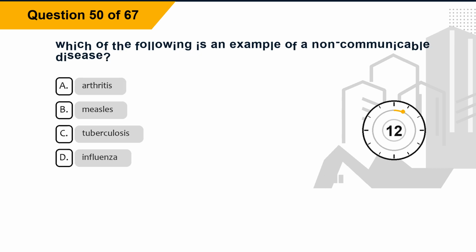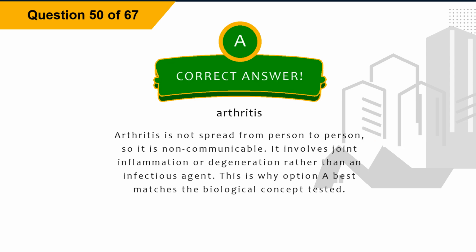Question 50. Which of the following is an example of a non-communicable disease? Option A, arthritis. Option B, measles. Option C, tuberculosis. Option D, influenza. The correct answer is option A, arthritis.